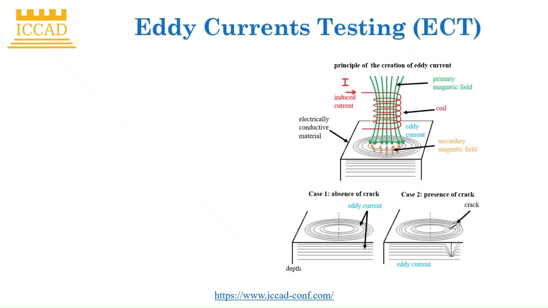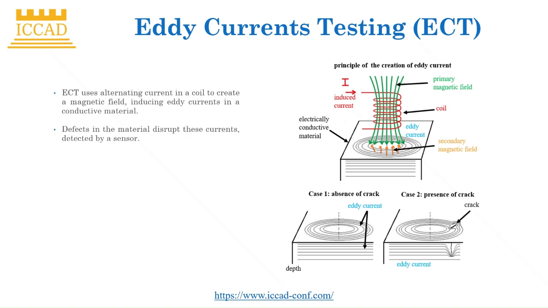Now we'll discuss eddy current testing. Eddy current testing uses alternating current in a coil to create a magnetic field, inducing eddy currents in a conductive material. Defects in the material disrupt these currents, detected by a sensor.